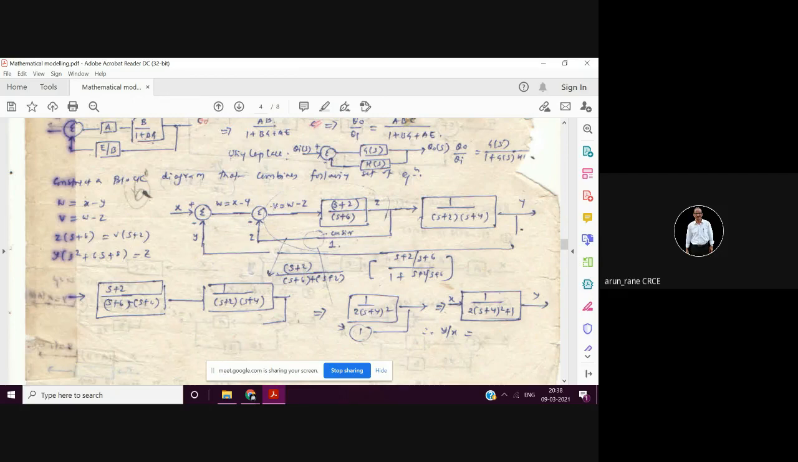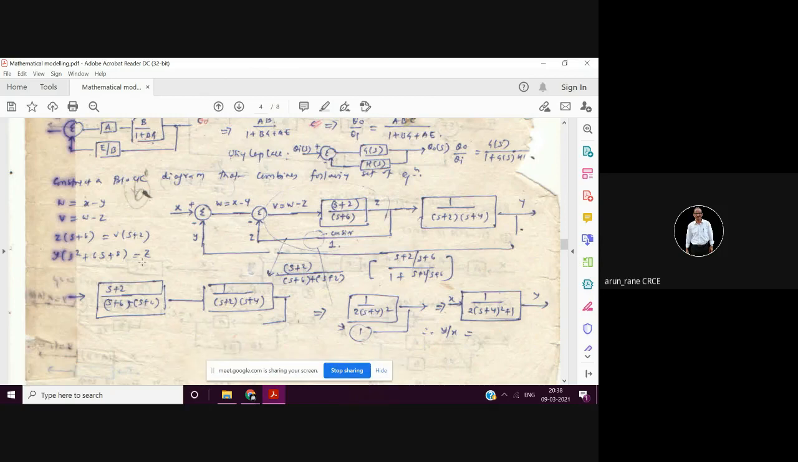Now over here, forget about W minus Z. Over here you have V. Just remember, over here you have V, isn't it? So V will get multiplied and at the output we will write it as Z. So Z is equal to V into S plus 2 upon S plus 6. If you want, you can write it roughly. So here you have Z.